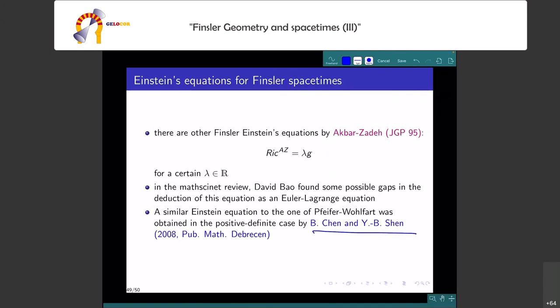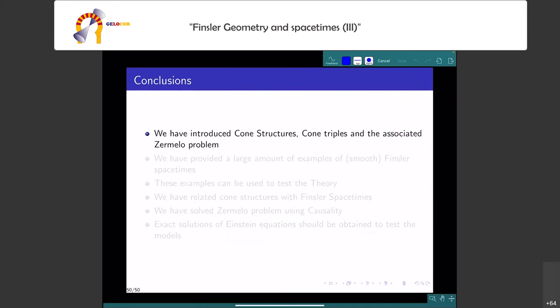Okay, so just to finish, what we have done today is to study cone structures. We have characterized cone structures with cone triples, and then the associated Zermelo problem. And we have solved the Zermelo problem using spacetimes. In some cases, the spacetime can be a classical spacetime. So it is very interesting because you can, for example, apply this to wildfire, to compute the wavefront of a wildfire when the wind or the conditions are time dependent.